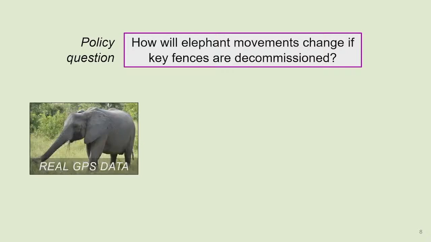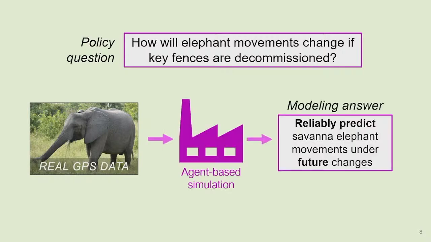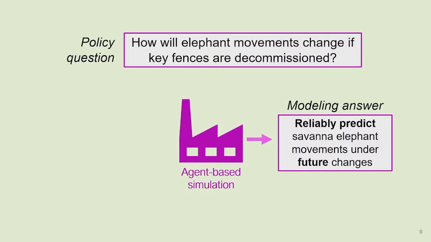So in a nutshell, my project is taking real GPS data, plugging it into an agent-based simulation, and then trying to reliably predict savanna elephant movements under future changes, and specifically fencing in the region. But because I'm only 6 months into a 2-year postdoc, I'll focus this presentation on the simulation itself and its modeling inputs rather than validation techniques and final results. You can check with me. Maybe next year I'll present some of those.